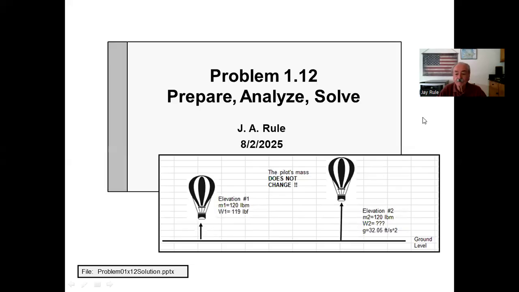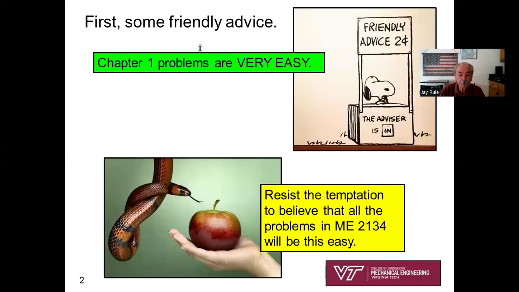So this is going to be problem 112 from the textbook. So let's look at the problem statement and then go from there. Oh, some friendly advice first, not the problem statement yet. You're going to find that most of the problems out of the textbook in chapter 1 are very, very easy. So you can see Snoopy giving you a little advice.